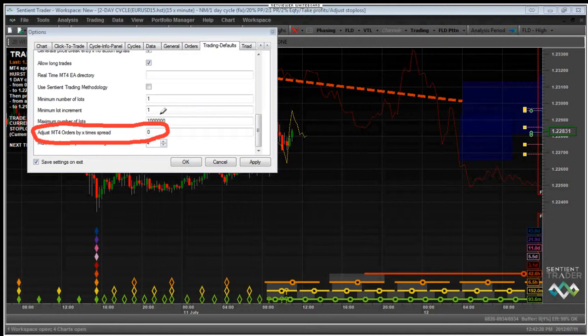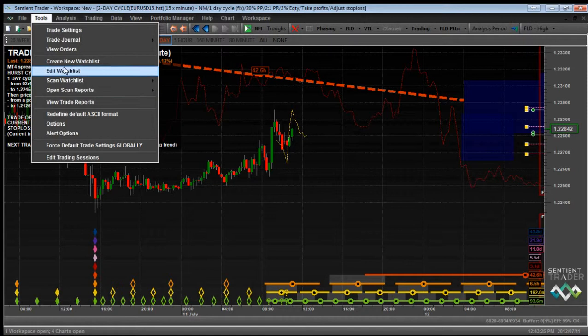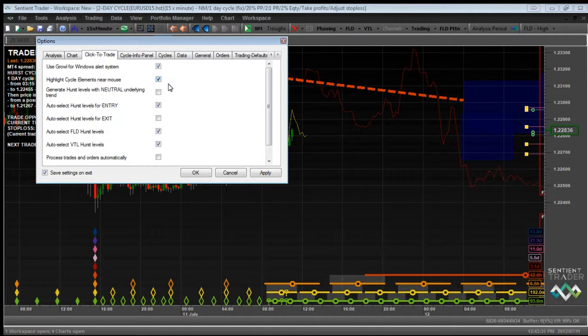If that is set to 0, that is because some people don't believe in adjusting your orders. They believe that if price crosses that level, then you mustn't adjust it for spread. Other people believe you should adjust it for spread. It depends on your trading style. If you make that 1, for instance, then Sentient Trader will take the full spread value and will displace your order by the full spread value above the level at which it wanted to make that trade, or below that level if it's a selling order. Okay, so I hope that answers that question from Mark.